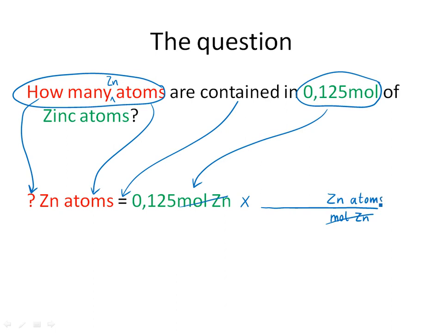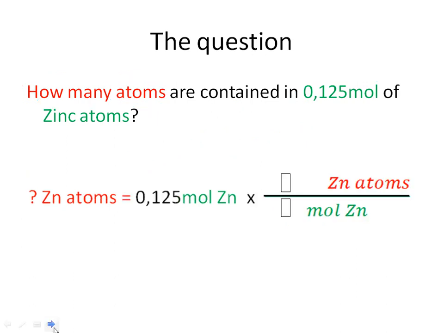But now we need to ask ourselves, how many zinc atoms is equivalent to how many moles zinc? Answer this question yourself before allowing the video to proceed. I hope you realized that 6,02 times 10 to the power 23 zinc atoms is equivalent to 1 mole of zinc, because that's the definition of what 1 mole means.